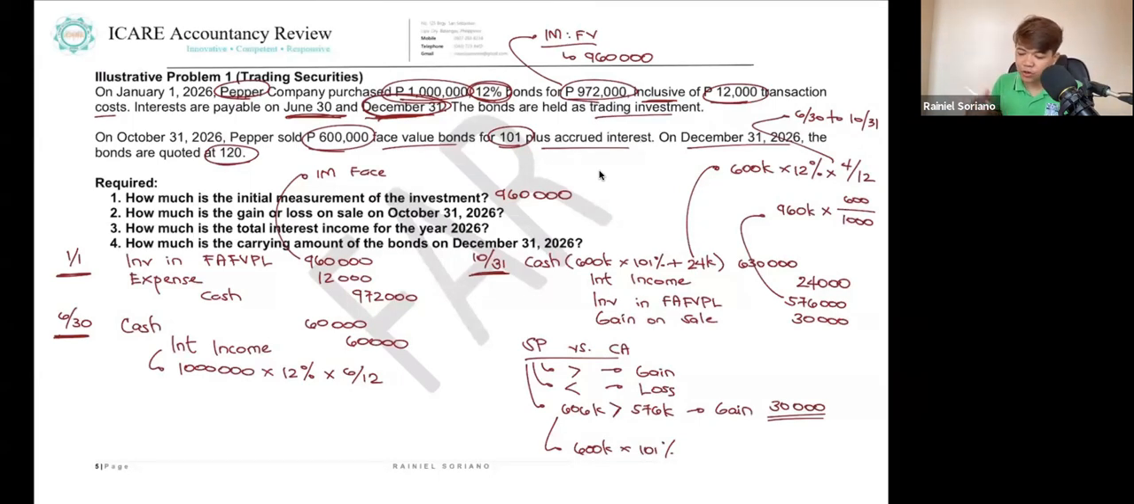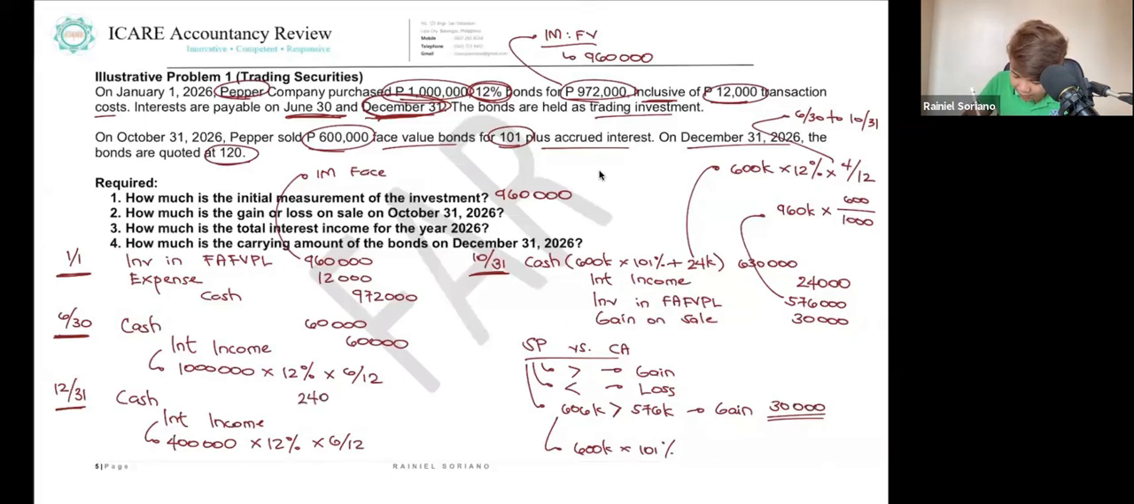Okay? Now, let me continue our discussion. So on December 31, we need to recognize interest once again. So we debit cash here, we credit interest income. It's just that the interest now will only be based to 400,000 because apparently we already sold 600,000. So 400 na lang ang natitira. We multiply this by 12% once again and then times 6 over 12. So 400,000 times 0.12 divided by 2 is equal to 24,000 pesos. So debit cash, credit interest income equal to 24,000 pesos.